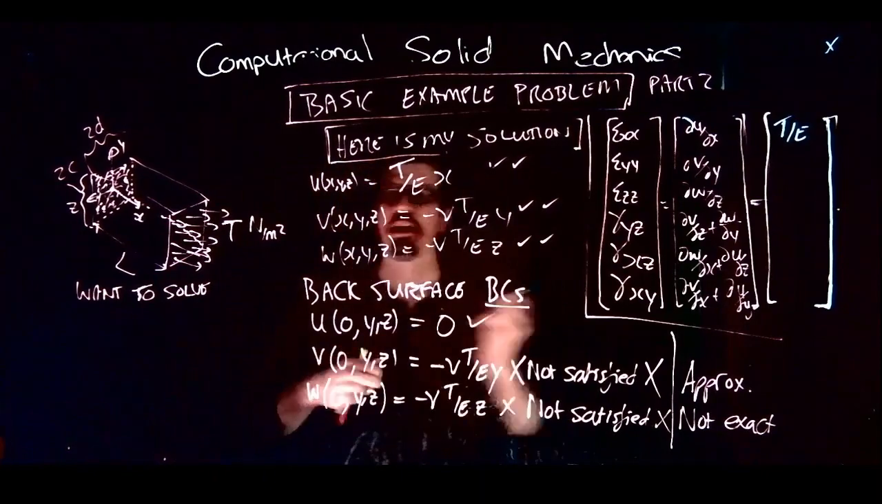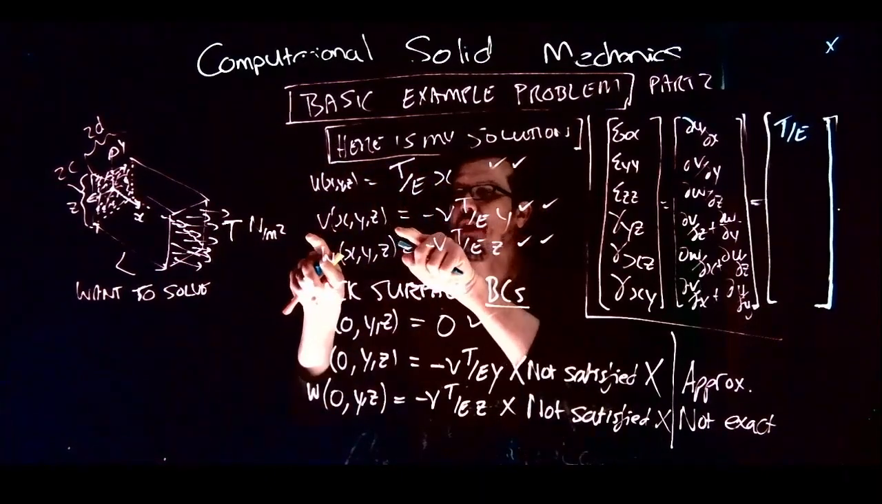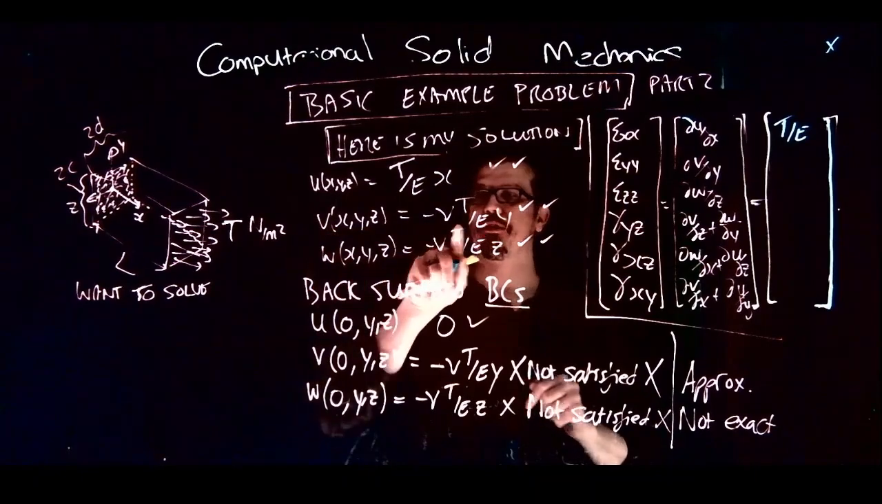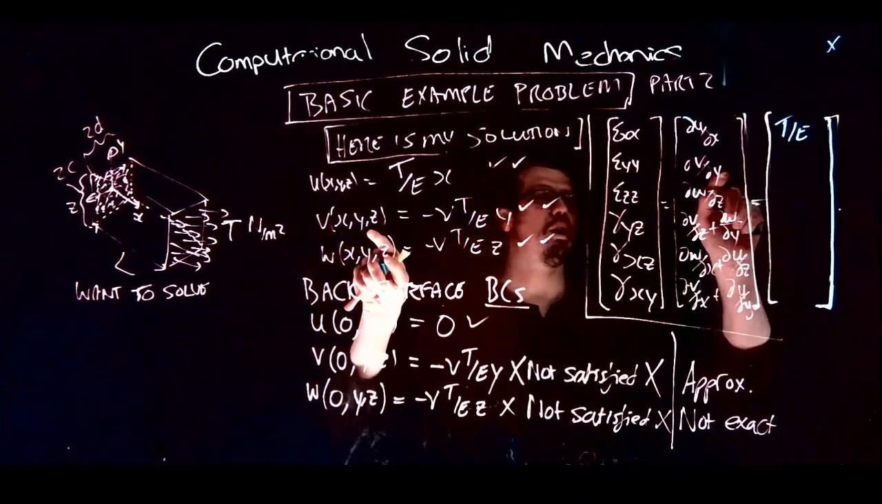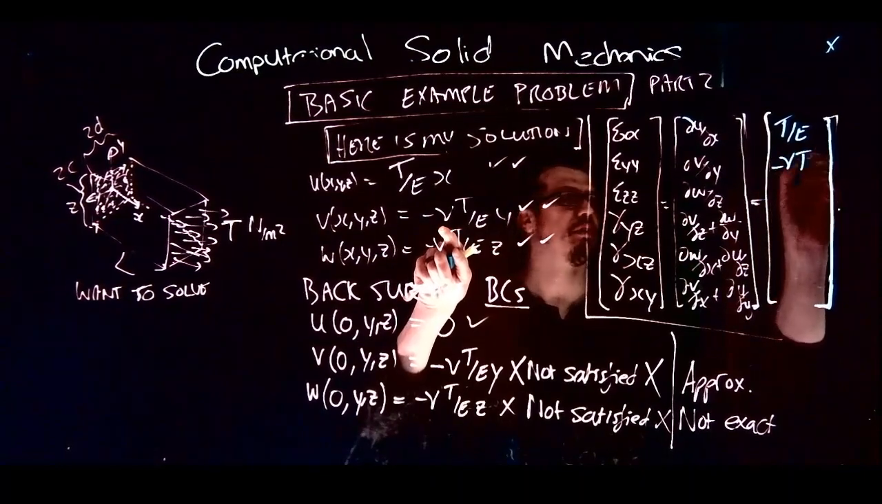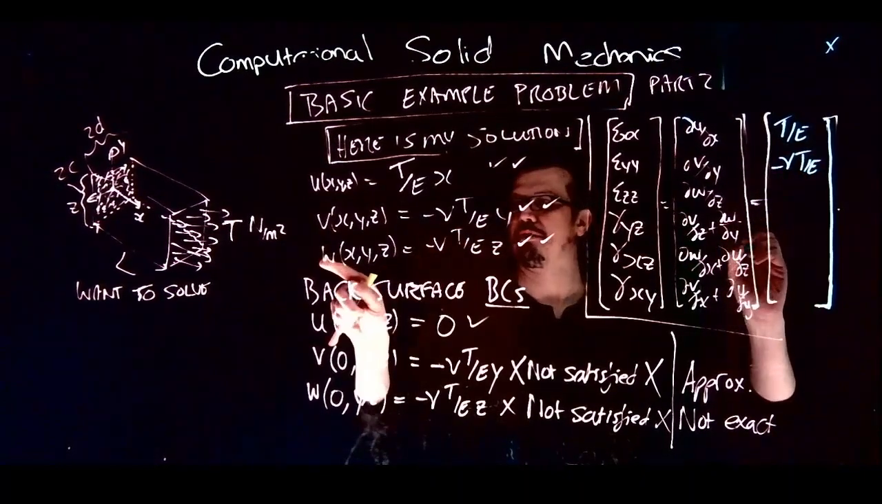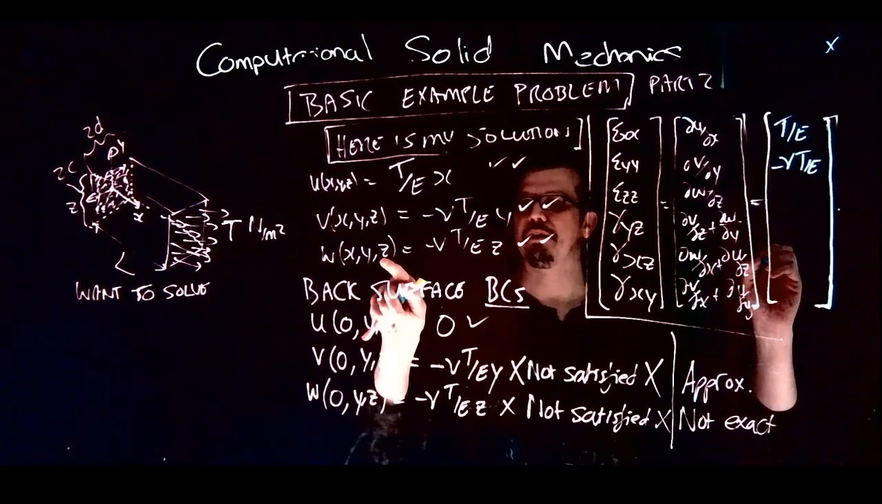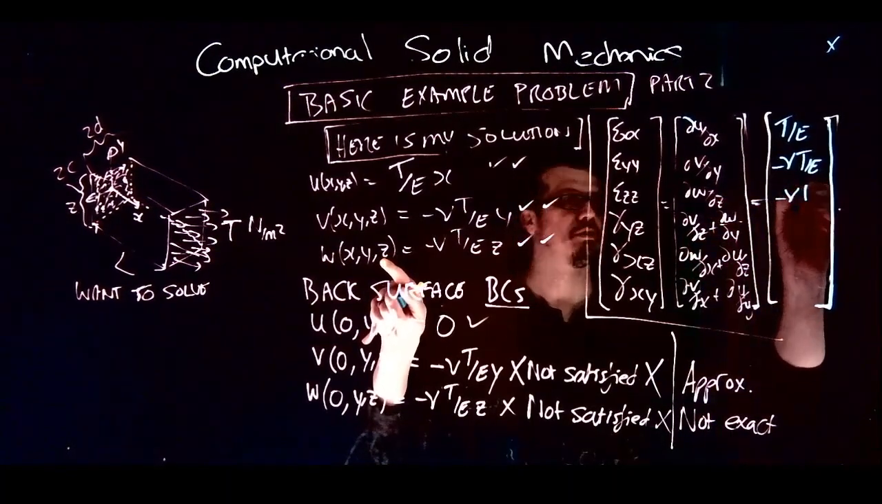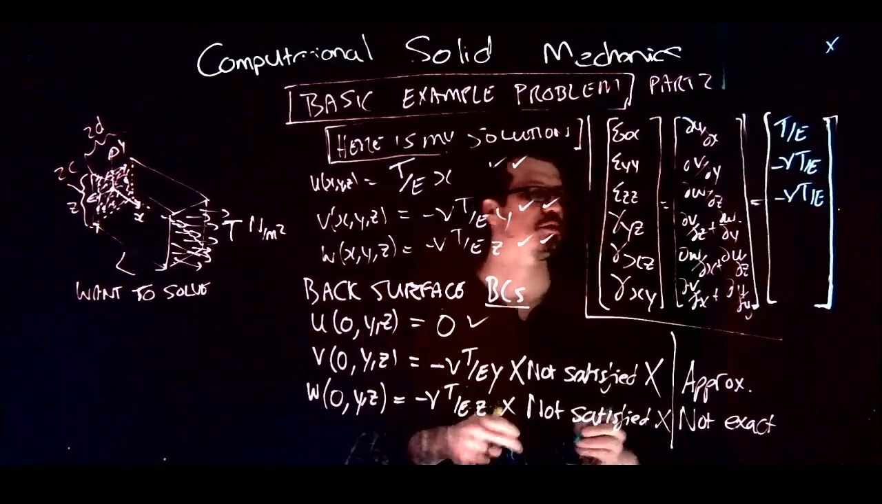Okay, so if we get to the second expression, for the strain in the y component, I need to take the partial derivative of this expression with respect to y. So this with respect to y is just minus t over e. And if I take this expression with respect to z, that's what I need to take, I get minus t over e. Okay, that is fantastic.